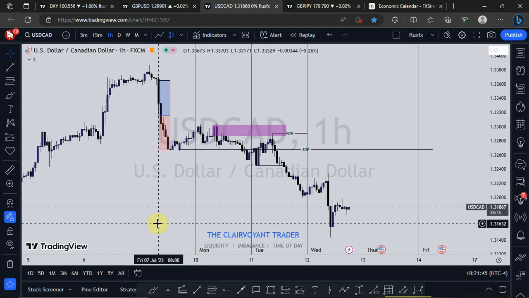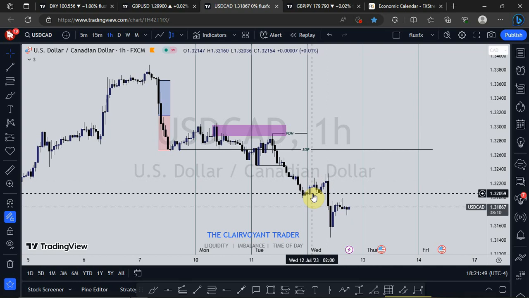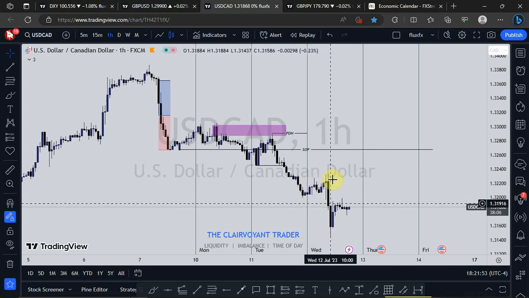For USDCAD, what I told you was that I was expecting price to drop. It retraced a little bit to the upside, and then it dropped.